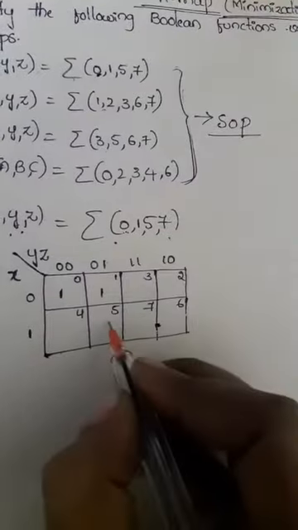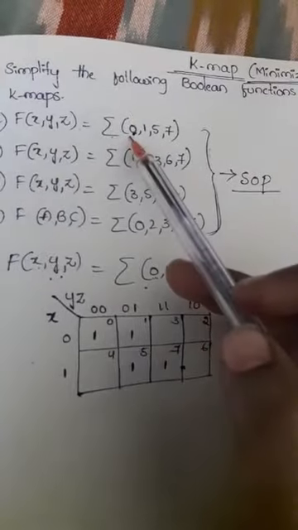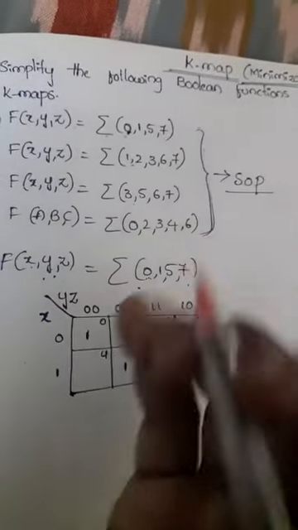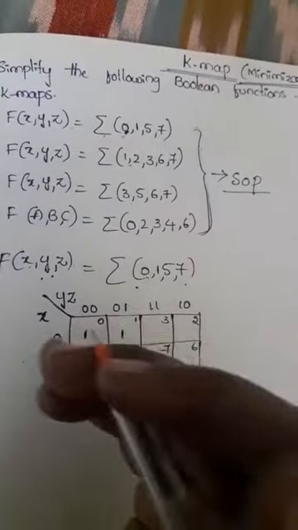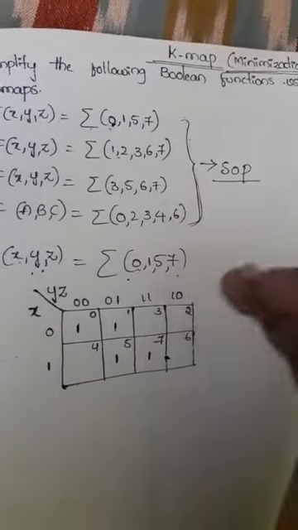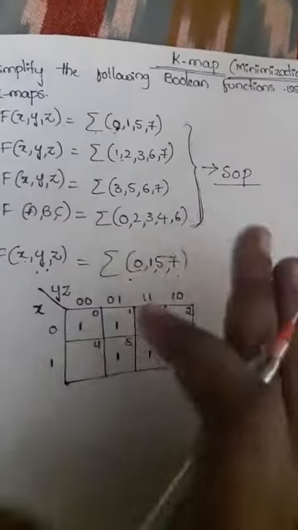and the next one is 5, and the next one is 7. Okay, so here they mentioned the cell designation numbers are 0, 1, 5, 7. Directly you can mention that the cell numbers are 0, 1, 5, 7. After identifying the cell numbers, which cells are highlighted, just represent them with 1.